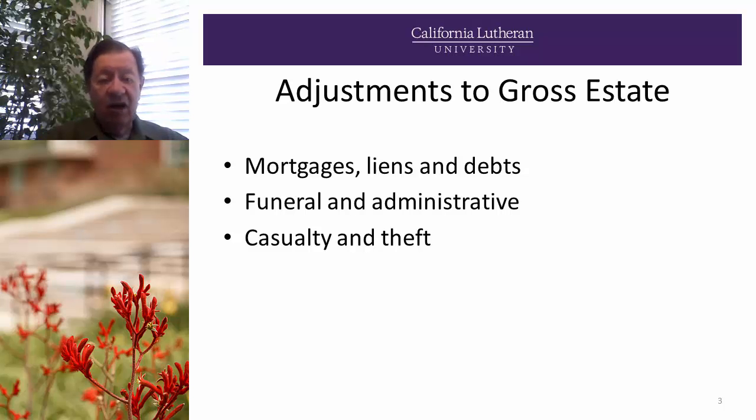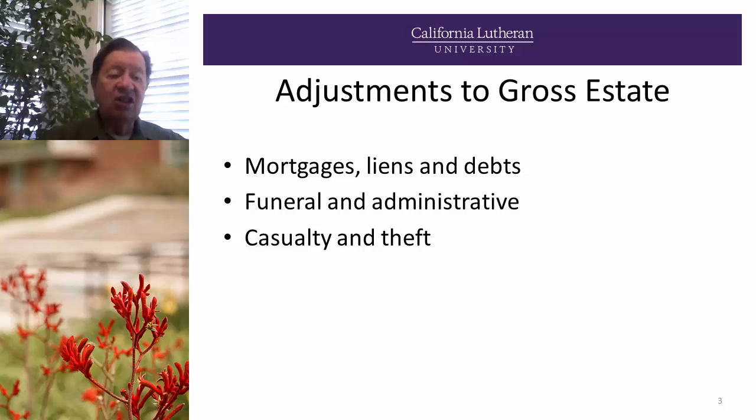And again, remember, we're on an accrual basis, not on a cash basis. Funeral and administrative expense, and casualty and theft losses. These make up the majority of it. If you had income in respect to the decedent included in gross estate, that would be an adjustment out here because it's going to be taxed to the tax return of the estate or the beneficiaries. But as a general rule, these are the ones you're going to see: mortgages, liens, and debts, funeral administrative expense, casualty, and theft.